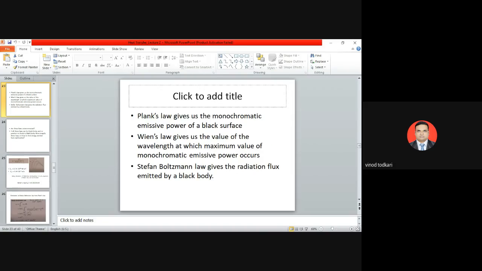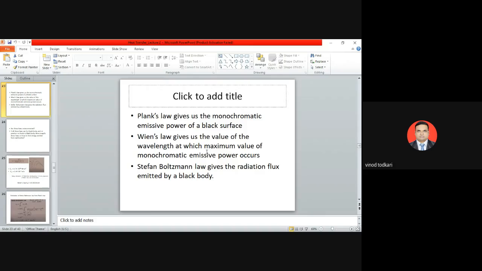We have seen Planck's law. It gives the monochromatic emissive power of a black surface. E b lambda is equal to 2 pi C1 upon lambda to the power 5 into bracket exponential of C2 upon lambda T minus 1. We have seen Wien's displacement law: lambda m into T is equal to 0.0028. We have seen Stefan Boltzmann's law: Q is equal to epsilon sigma A into T1 raised to 4 minus T2 raised to 4. Now all these laws are for a black body.